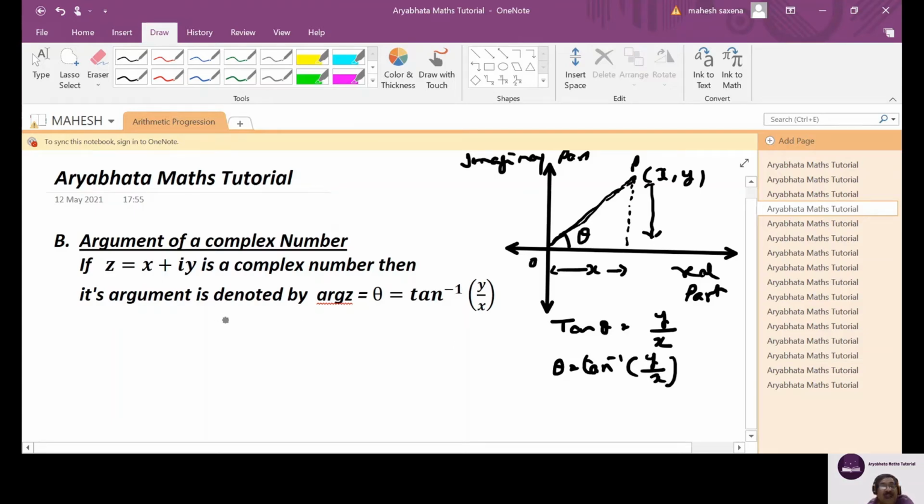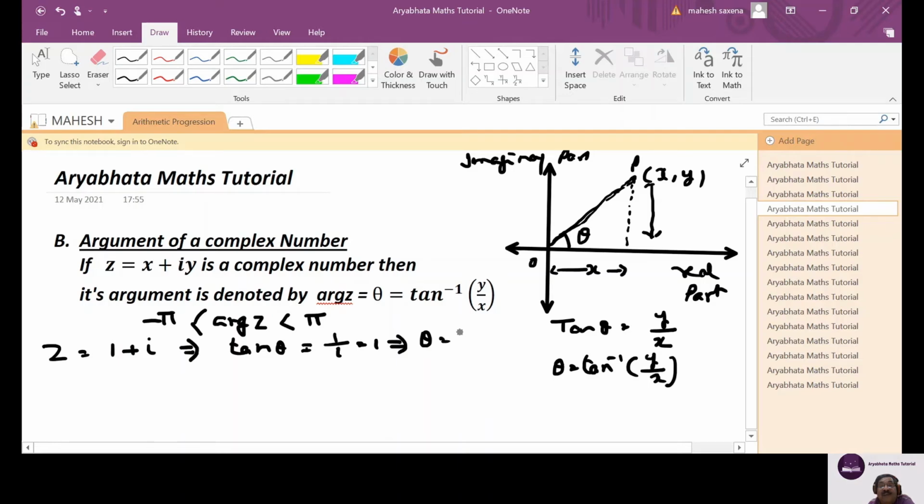Argument z is always greater than minus pi and less than pi. Suppose, for example, z is equal to 1 plus i. This implies that tan theta is equal to y upon x, that is 1 upon 1, that is 1, which implies that theta is equal to 45 degrees or pi by 4.